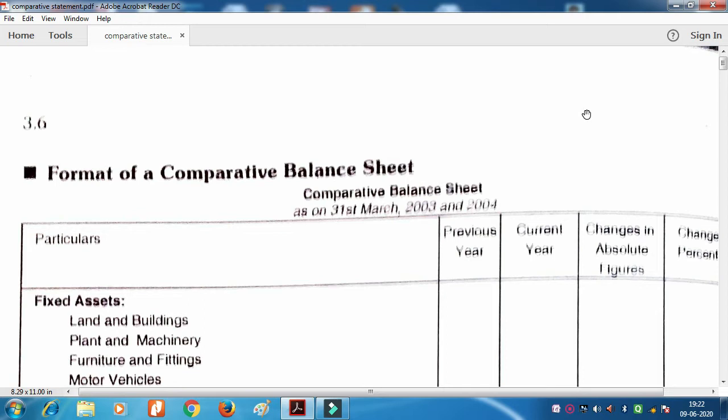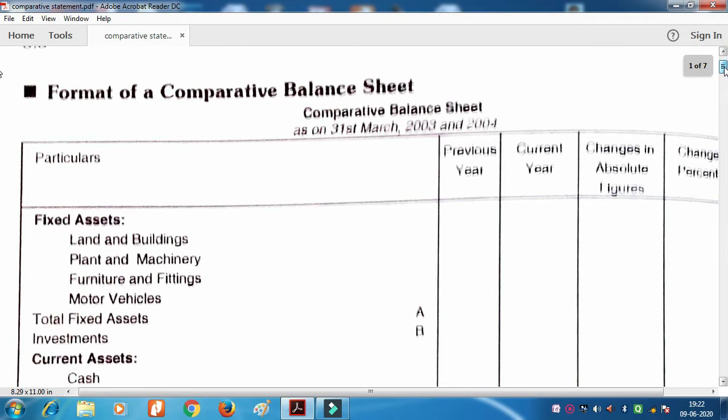Okay, let us get back to the topic. Now, this is the format of comparative balance sheet. We have taken two years, that is previous year and current year, and then change in absolute figure and change percentage. So the basic thumb rule is that we will compare the previous year and the current year, and take the difference in absolute figure.